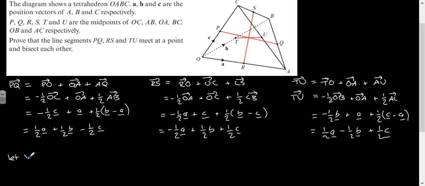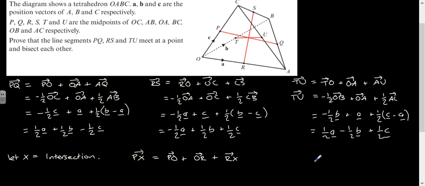So I'm going to say let X be the point of intersection. Now I want to write a way of getting from P to X, from R to X, and from T to X. So X is our intersection. How do we get from P to X then? Well, from P to X, in the middle here, I'm going to go from P to O. Then I'm going to go from O to R. Then I'm going to go from R to X.